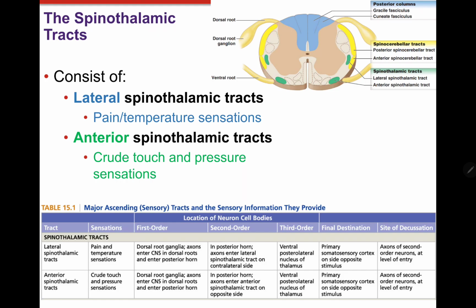Then we have the spinothalamic tract. So we have the lateral and the anterior spinothalamic tract. The lateral one is going to be on the most lateral portion, as you can see right there.